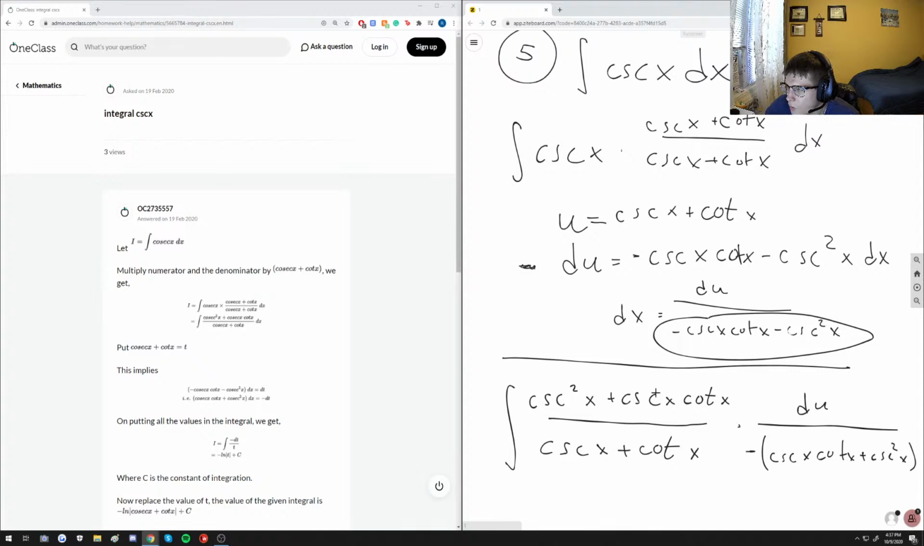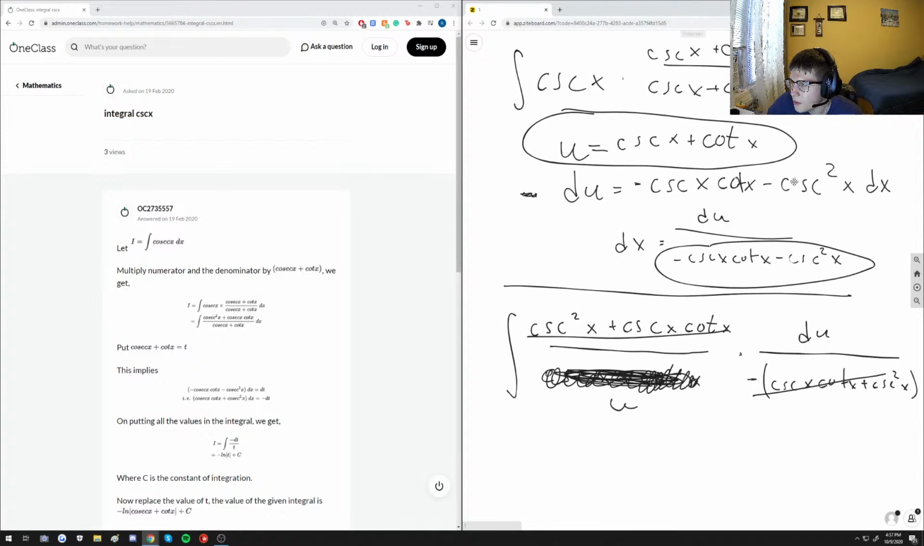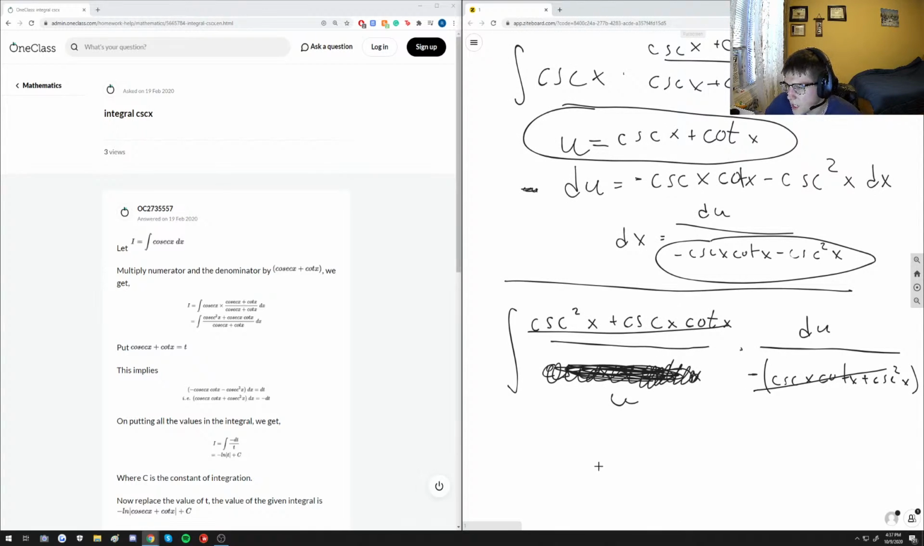One more thing that I did not do here is that, because I'm substituting in du instead of dx, this cosecant x plus cotangent x is actually a u, so I'm going to plug in a u here. Now the numerator and denominator cancel. We can't forget about this minus sign here, so we're going to take it out, and we just get minus the integral of 1 over u du. And now this is very easy.